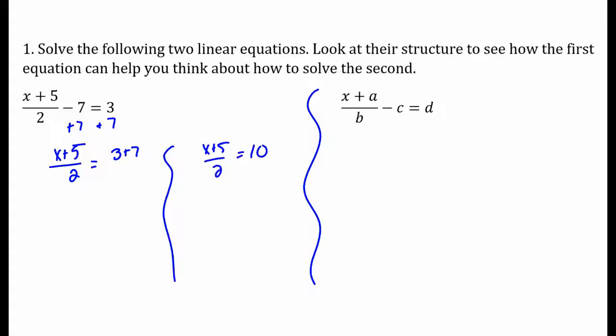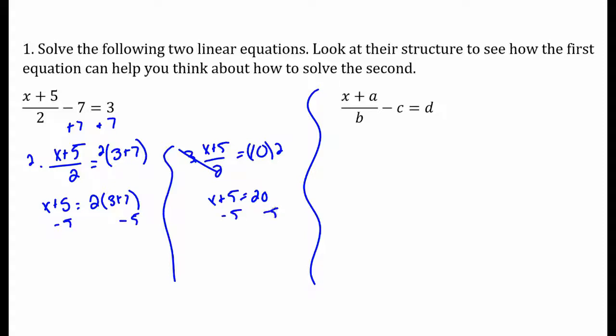Well, how do I undo that division? I'm going to multiply by 2. Well, if I multiply this side by 2, I need to multiply this entire side by 2 as well. So I get x plus 5 equals 2 times 3 plus 7. If I do that over here, that's just really 20. Well, how do I get x alone? I'm going to subtract 5 from both sides. And I end up with x equals 2 times 3 plus 7 minus 5. Or 2 times 3 plus 7 minus 5 is also known as the number 15. 10 times 2 minus 5 gives you 15.